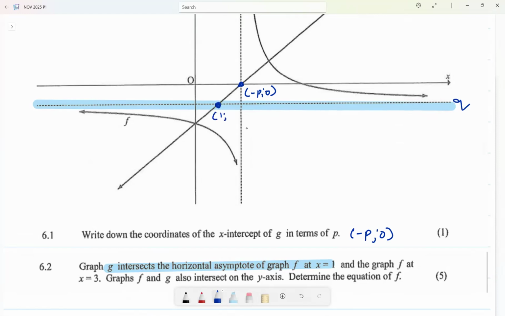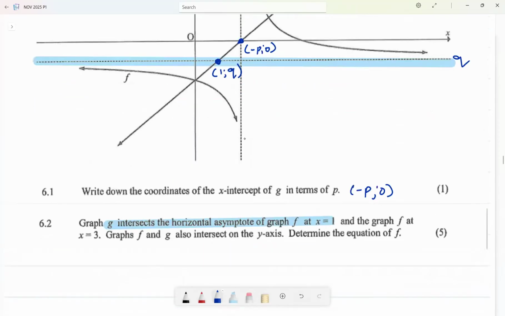But the value of q, you should be very important. The value of y here is going to be q, because the y here is the same. The value of q is the same as that asymptote. So the point of contact between this one is 1 and q.